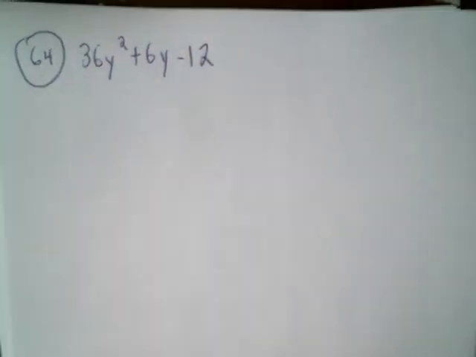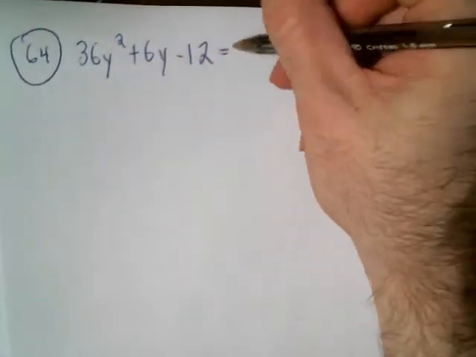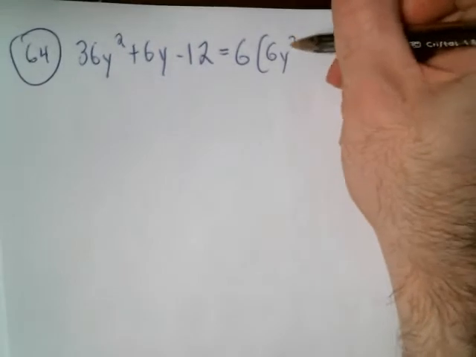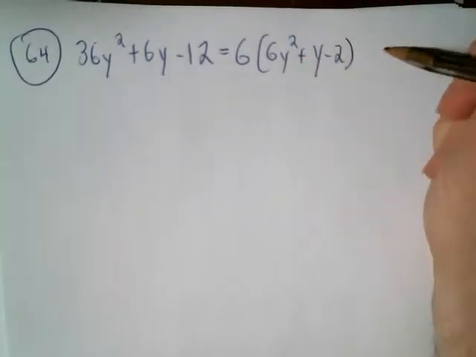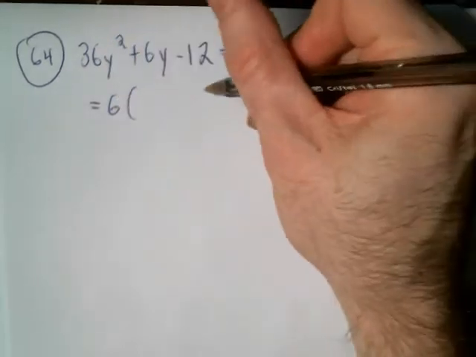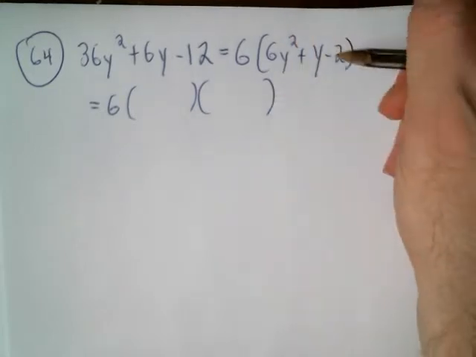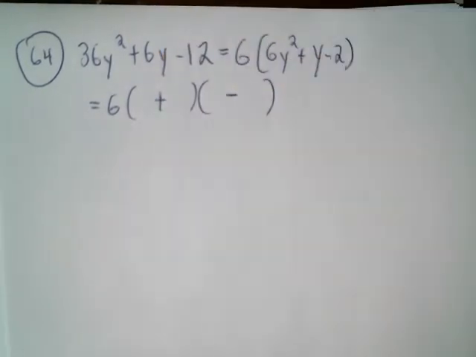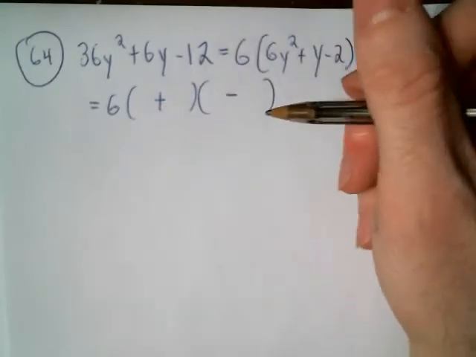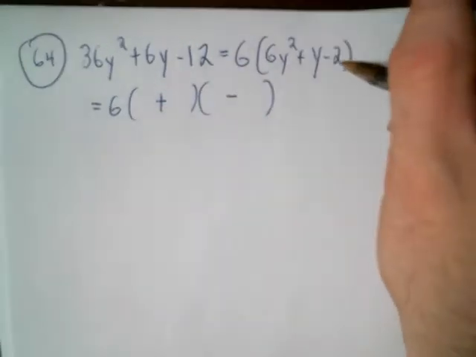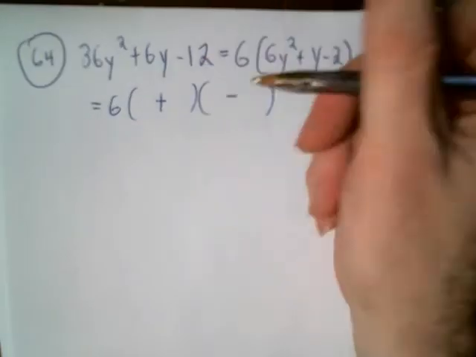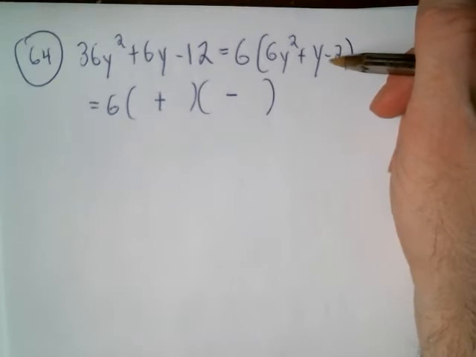We have 64. 36y squared plus 6y minus 12. And this time the GCF is 6. So we'll factor out a 6. We have 6y squared plus y minus 2. Okay. And again, we have to find a factorization. The signs tell us it's plus minus. And then 6 and 1, 3, 2, and then for the last 2 and 1. Okay. So probably 3 and 2, right?